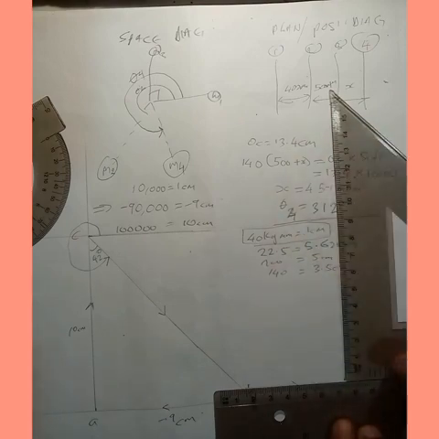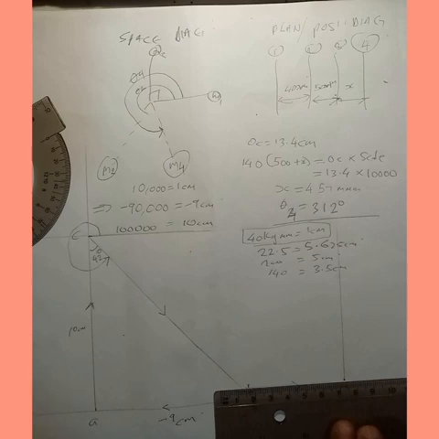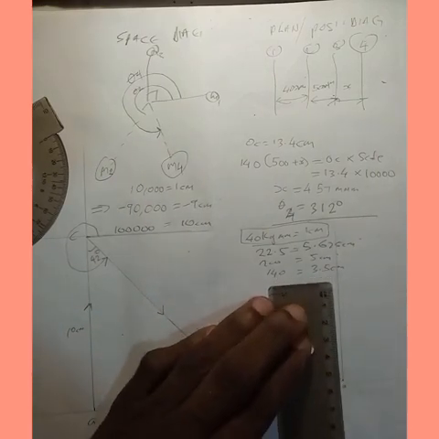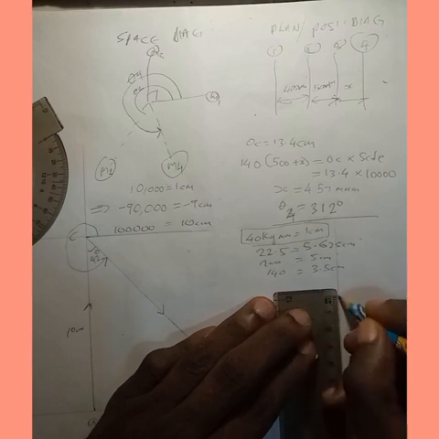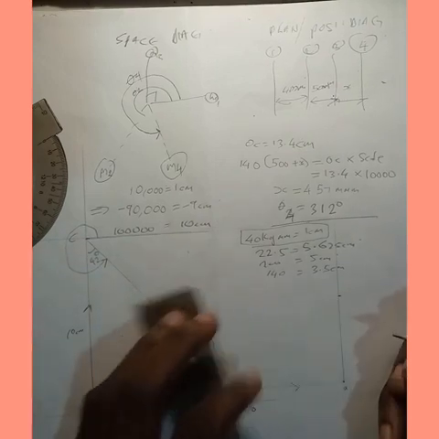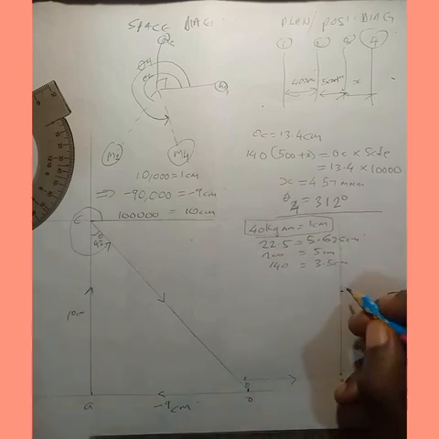And now what is that distance? What is the distance of plane 3? That should be 5 centimeter, because it's 200 there. So we measure 5 centimeter here. Now from this point, this is going to be point C.